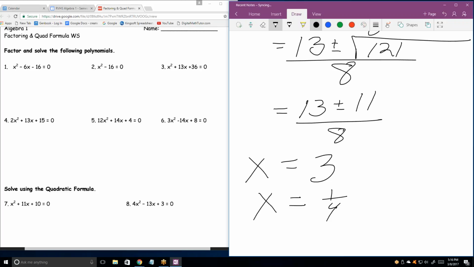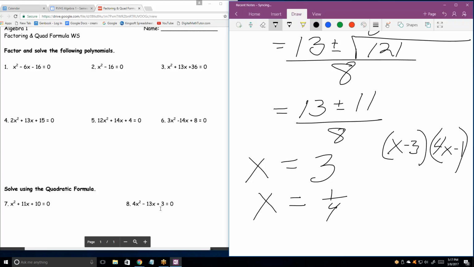And what that tells me, since I don't have any radical signs in my answers, is that I could have factored it all along. It must have factored into x minus 3 times 4x minus 1. If I would have tried to factor number 8, without using the quadratic formula, I would have gotten those two factors. Notice that those two factors give me these two answers.